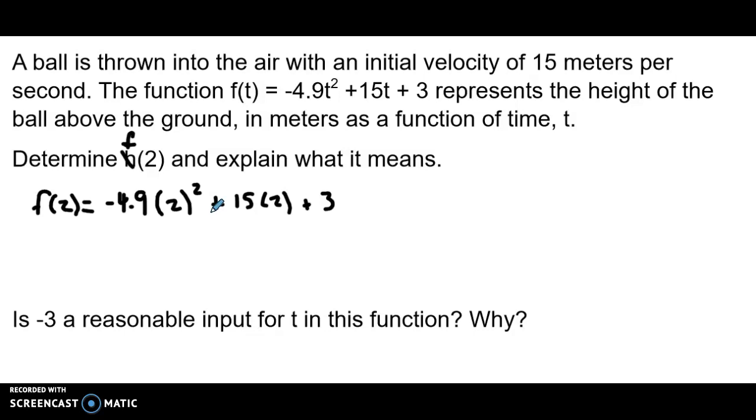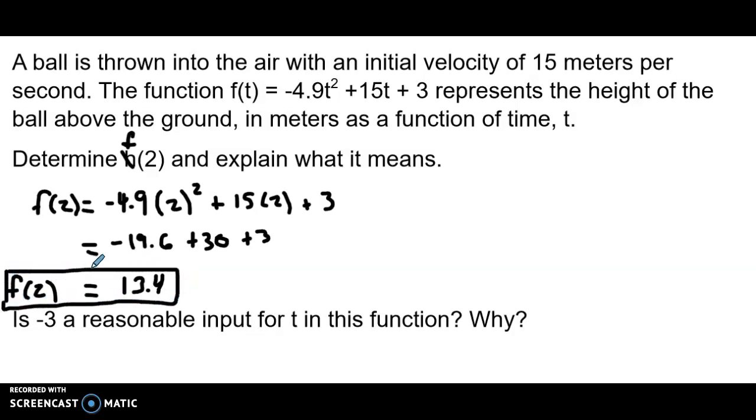Now, you might need a calculator for this one. Negative 4.9 times 2 squared is equal to negative 19.6. 15 times 2 is 30, and we'll keep the 3. And then when we add all of that together, we get 13.4. So f of 2 is equal to 13.4.